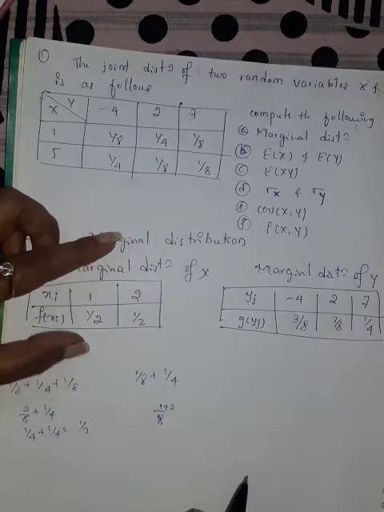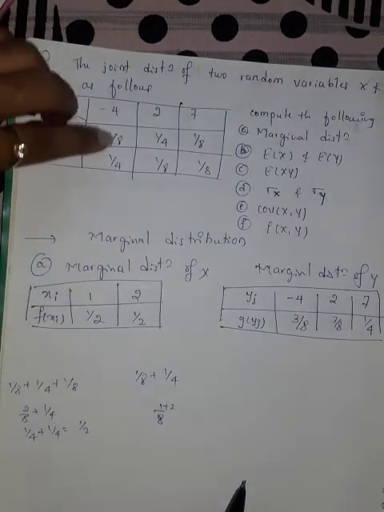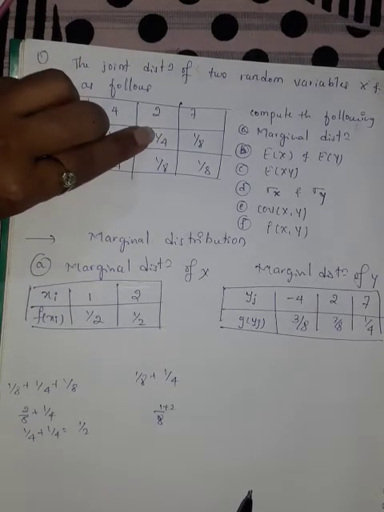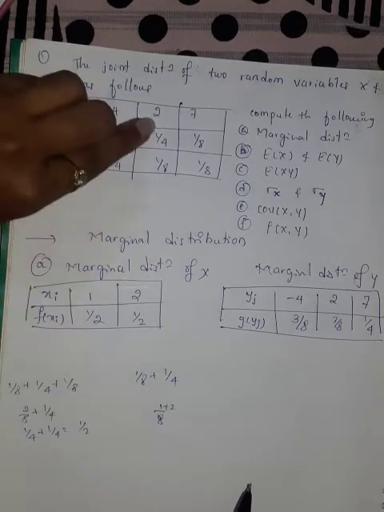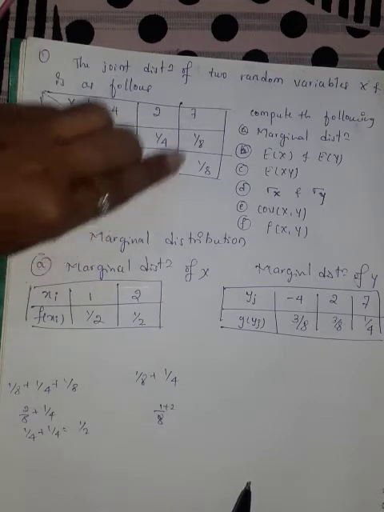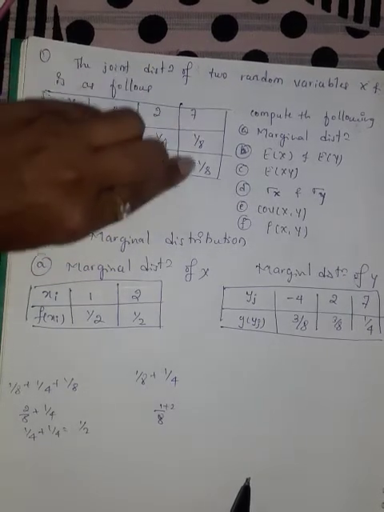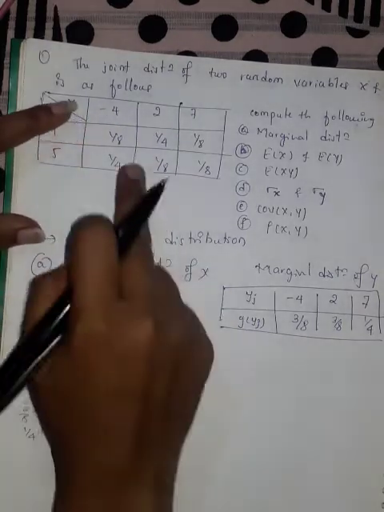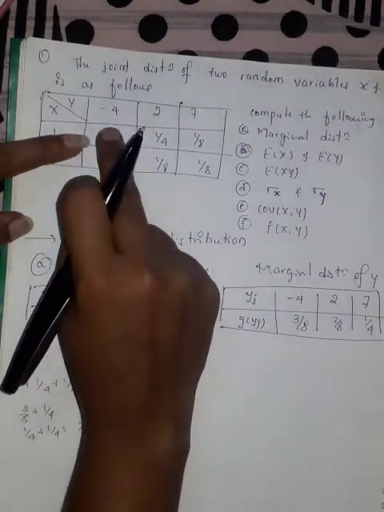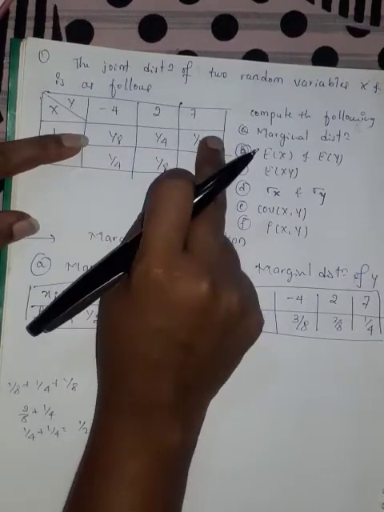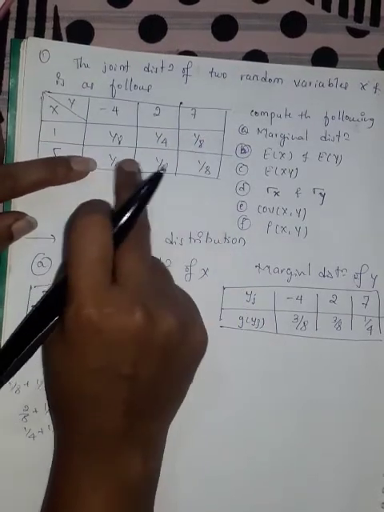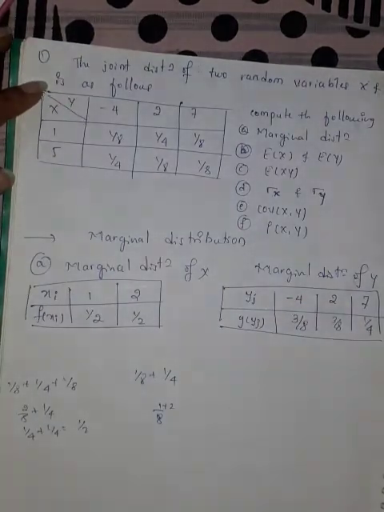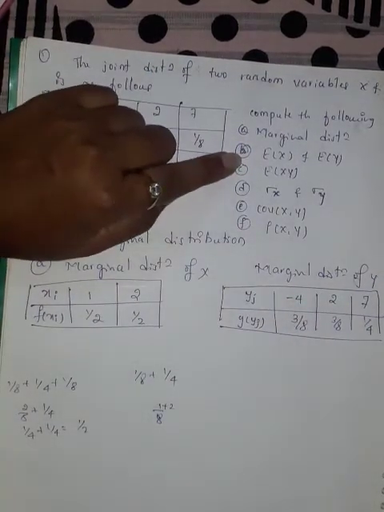So g of y1 is the sum of all the entries in the first column, g of y2 is the sum of elements in the second column, and g of y3 is the sum of elements in the third column. Similarly, f of x1 is the sum of all the entries in the first row and f of x2 is the sum of all the entries in the second row, that is 1 by 2. Now this is our marginal distribution of x and y. Next, what do we have to find?